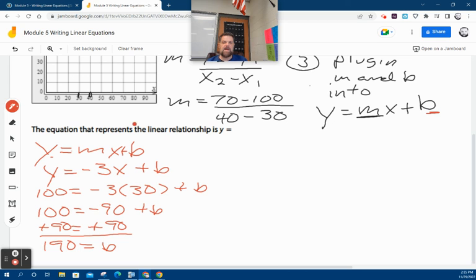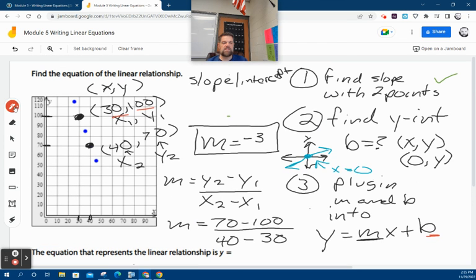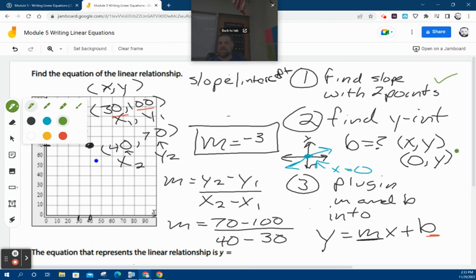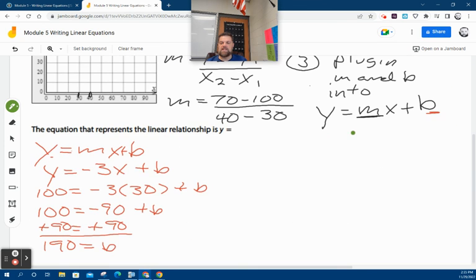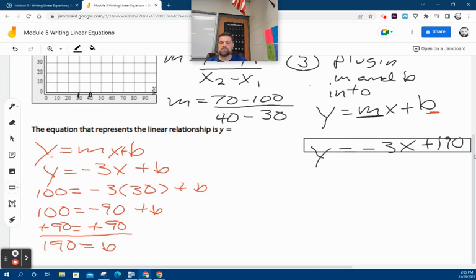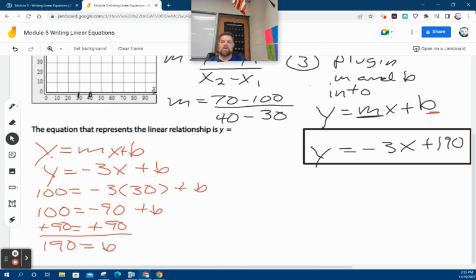So the last step is I've got to plug in. Let's check that off the list. I know that b is 190. I'm running out of space there. So now I rewrite the equation y equals m, which is -3, times x, plus b, which is 190. And that is it, my friends. Any questions on that?